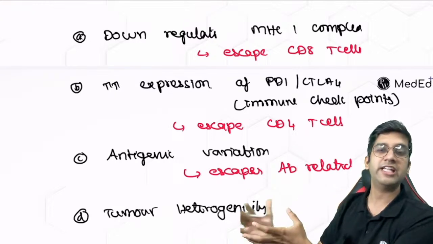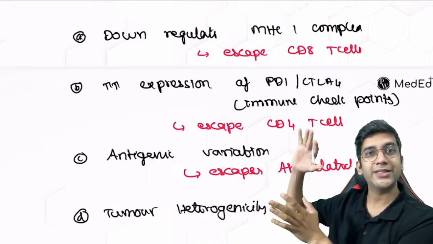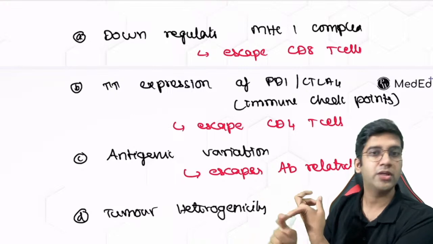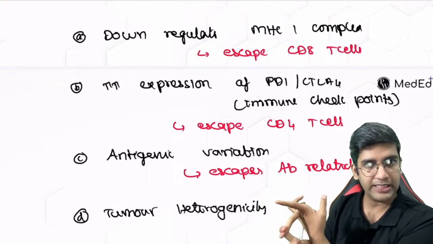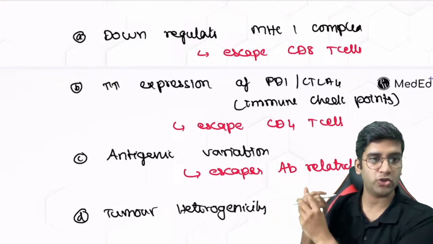We have studied this in detail in the MedEd app. If you're starting, I won't urge you to go to the MedEd app. This will just give you an overview of how to present it here. Downregulation of MHC1, increased expression of PD1 and CTLA4, and antigenic variation and tumor heterogeneity help you escape the immunological surveillance, right?